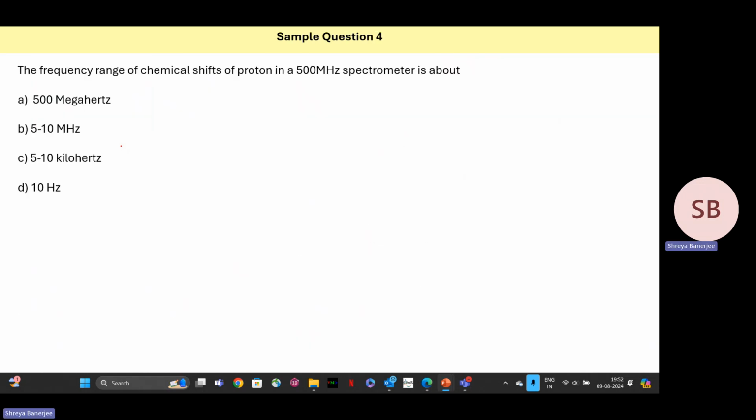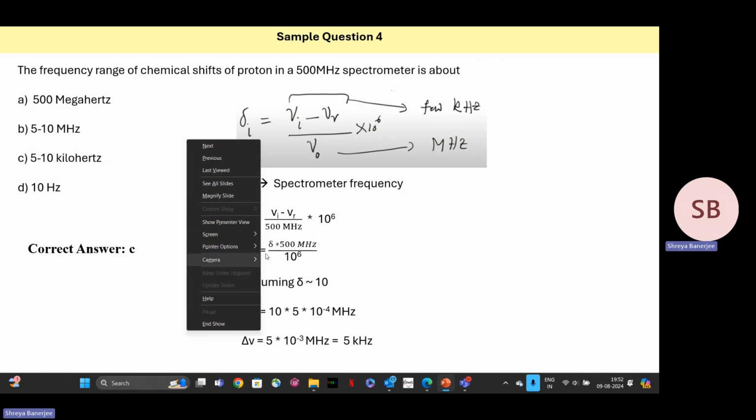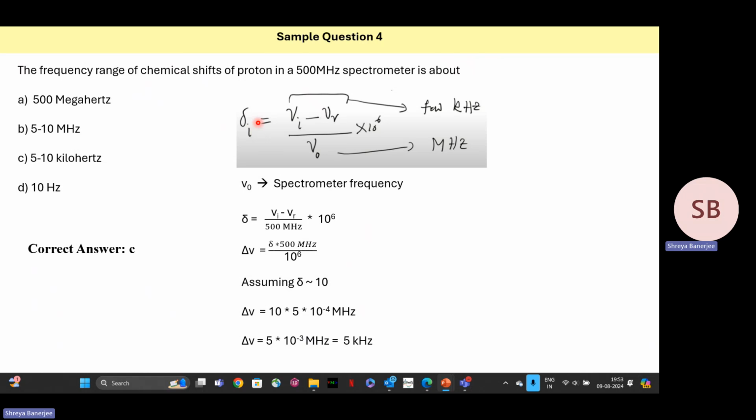Then it is asking about the frequency range of chemical shift of proton in a 500 megahertz spectrometer. So here the formula you have to use is the chemical shift formula. Chemical shift is frequency of the sample minus frequency of the reference by spectrometer frequency into 10 to the power 6. Spectrometer frequency is 500 megahertz. Now we can write this difference of frequency as delta nu equal to chemical shift into 500 megahertz divided by 10 to the power 6.